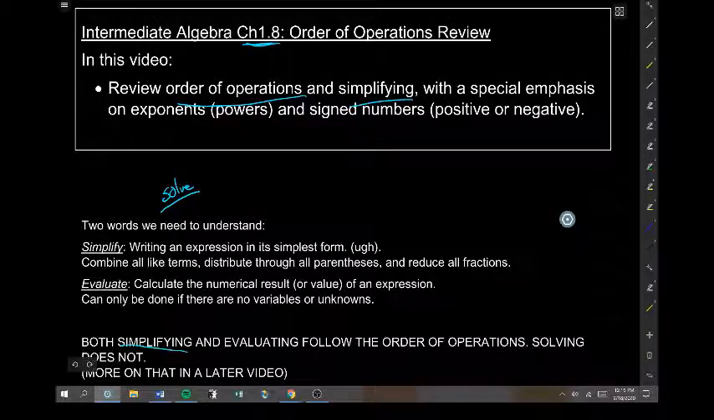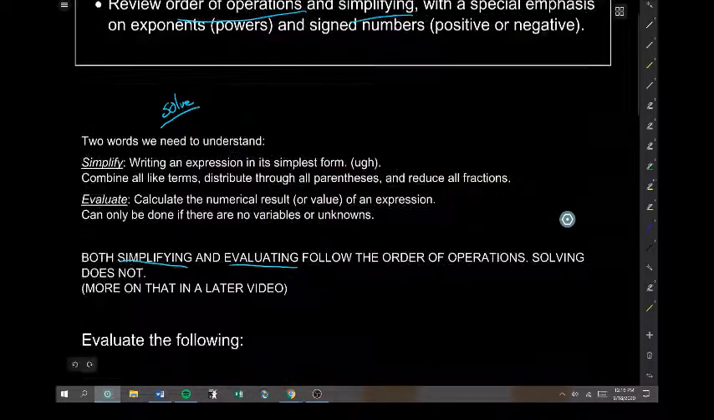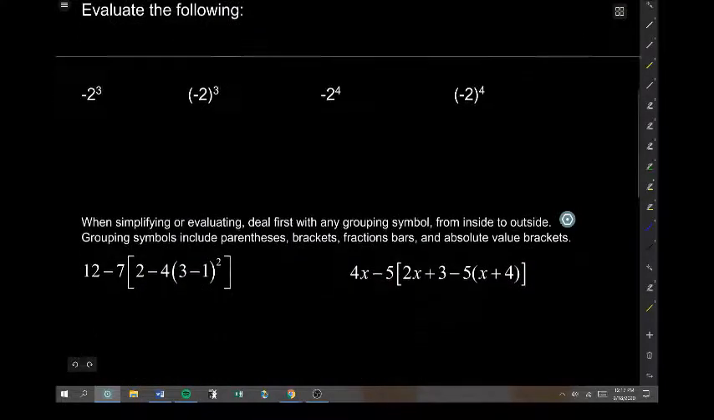Both simplifying and evaluating follow the order of operations, but solving does not. When you solve, you actually usually do the order of operations backwards. First you simplify, then you solve. We'll talk about that eventually. So we're going to evaluate some of these.